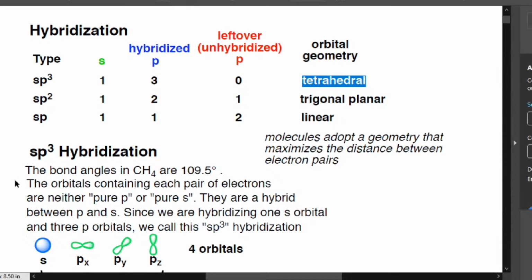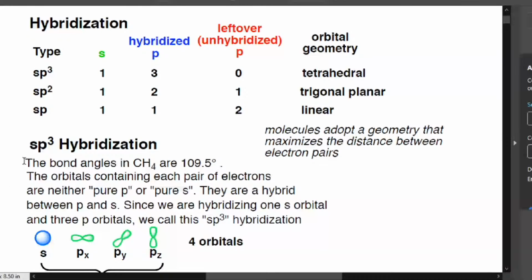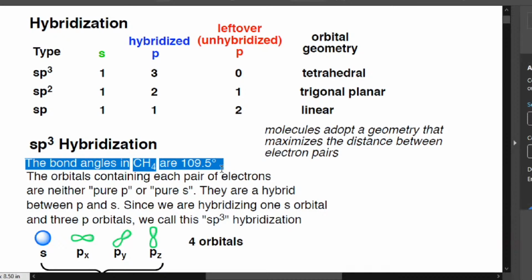Anyway, what is the angle between two bonds in CH4? It is 109 degrees 28 minutes. 28 minutes is approximately 30 minutes. 30 minutes is half a degree.